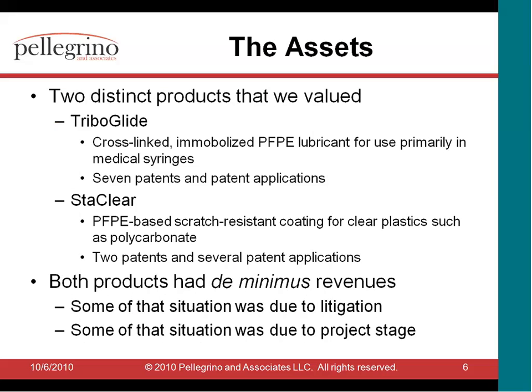The assets, Triboglide is basically a cross-linked immobilized perfluoropolyether lubricant used primarily in medical syringes. And basically what they would do is you take a syringe that you might deliver a drug in, and they have a rubber stopper, an elastomer stopper, and then you have the syringe barrel, which can be glass or it can be plastic. And you need a lubricant in order to make that syringe function properly. And right now they use a lot of free silicon oil based lubricants, and what happens there is the silicon oil tends to permeate the entire surface.